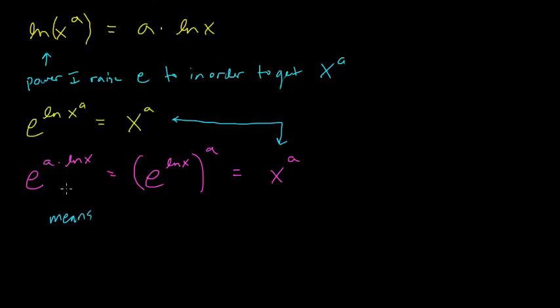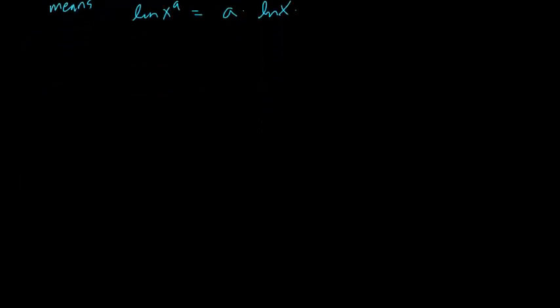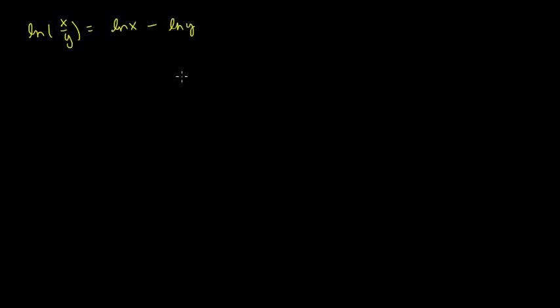So of course, because e, the exponential function, is invertible, this means that the natural log of x to the a must equal a times the natural log of x. And there we go. Okay, moving right along. Let's use those two properties I just proved to prove this following property, that the natural log of x divided by y is equal to the natural log of x minus the natural log of y.